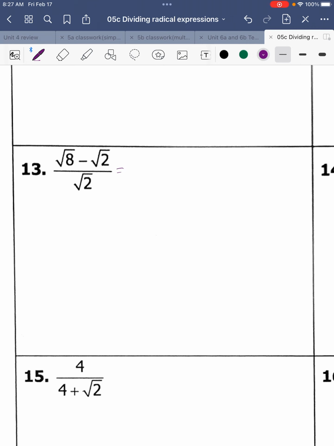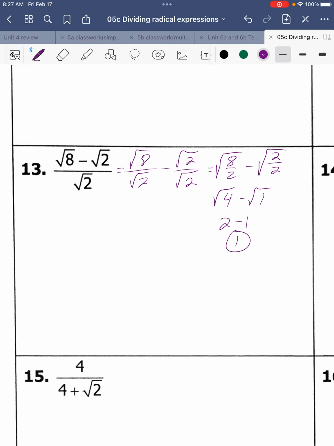All right, moving on to the next one. This one you can actually do 2 ways. I'll solve it 2 ways. I saw quickly that you can actually use the quotient rule, splitting it up. And here, you're going to have the square root of 8 divided by 2 minus the square root of 2 divided by 2. And that would be the square root of 4 minus the square root of 1, which is 2 minus 1, which is 1.